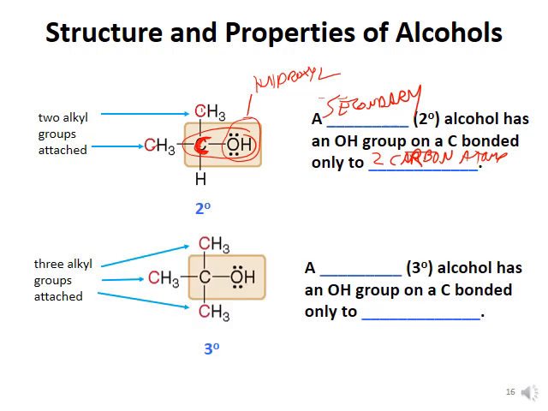And as you can see, this is the alcohol. That's the carbon in question. 1, 2, 3 carbons attached. That makes it a tertiary alcohol. 3 carbon atoms attached.